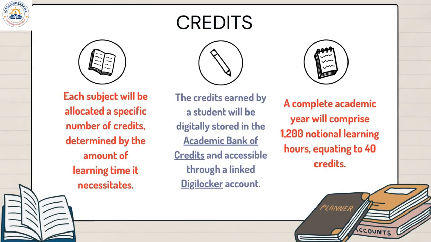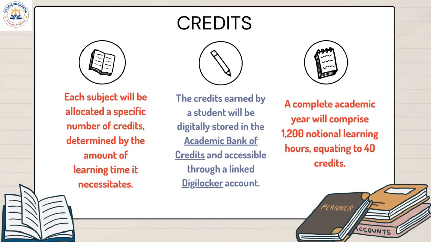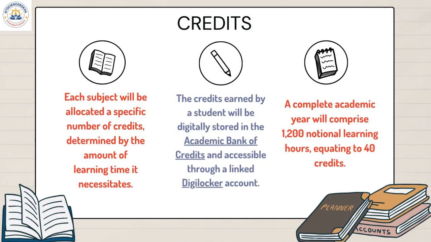Each subject will be allocated a specific number of credits determined by the amount of learning time it necessitates. The credits earned by a student will be digitally stored in the academic bank of credits and accessible through a linked DigiLocker account. A complete academic year will comprise 1200 notional learning hours equating to 40 credits. But what actually notional learning hours is? Let's understand this term also.